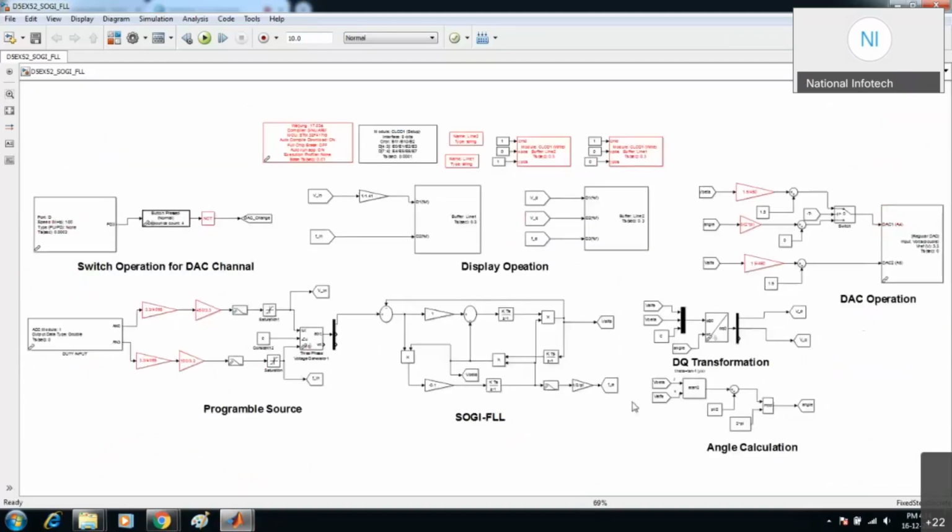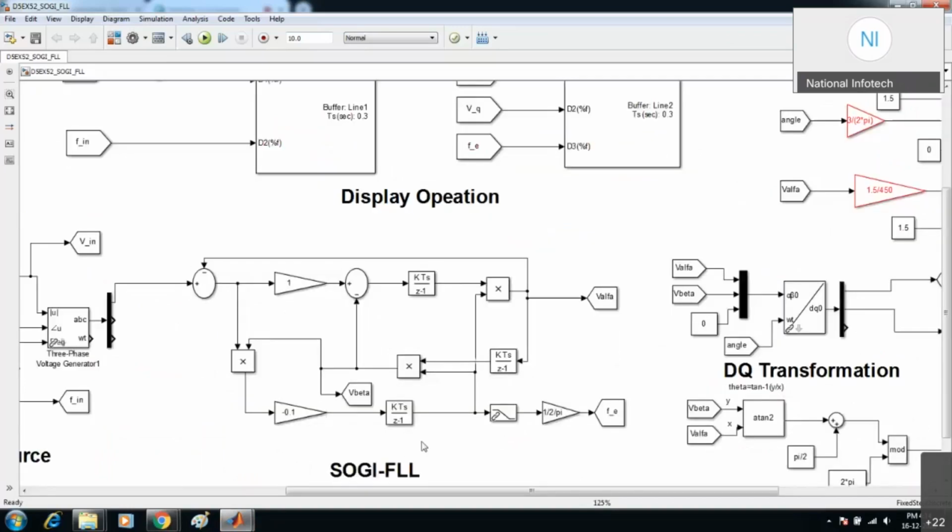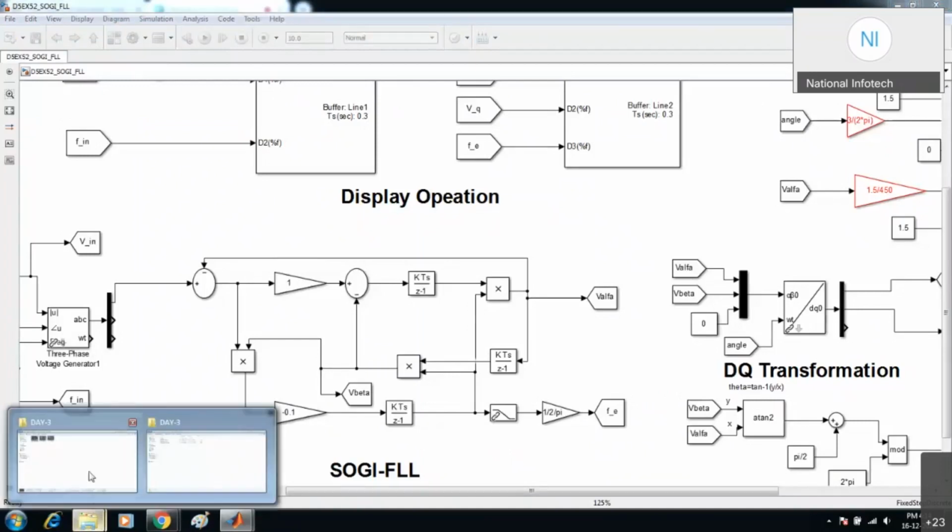So there are no changes in there. You can see the V alpha. This SOGI FLL algorithm is giving us this V alpha, then the angle, and the frequency is what it is giving us. Okay, so that we will be observing in our experiment. I will again play the experiment video. Okay.